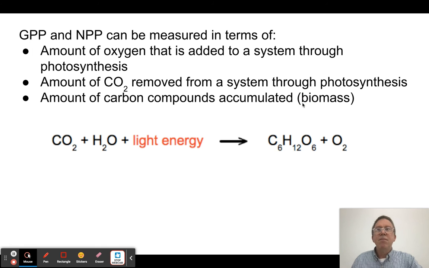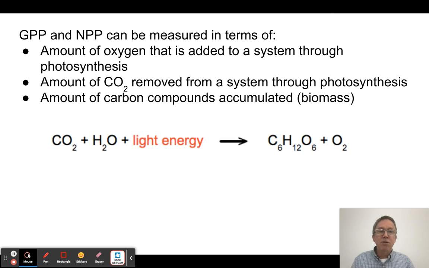Now, both GPP and NPP can be measured in the same terms, right? And there are different ways you can measure it. Remember, in both cases, it's how much energy is captured or is available per unit of area per unit of time. But how do you go about measuring that? Well, there are different ways you could do it. One is by measuring the amount of oxygen that's added to a system. Photosynthesis adds oxygen to a system. Respiration takes it out. So the net increase in oxygen over time is one way of measuring net productivity.